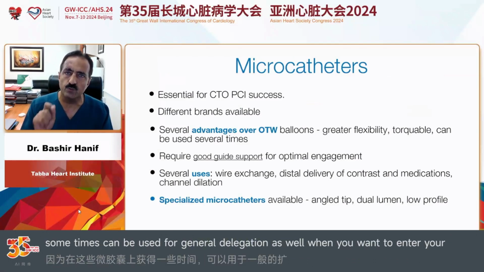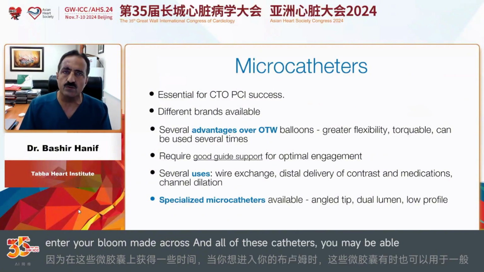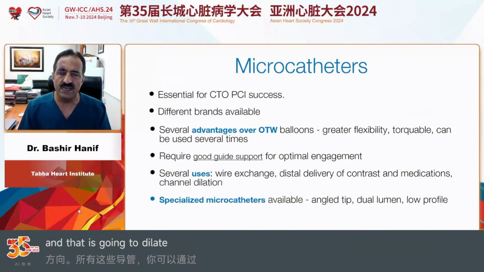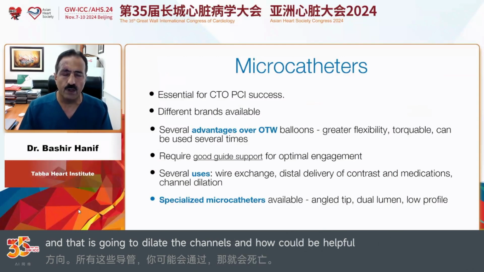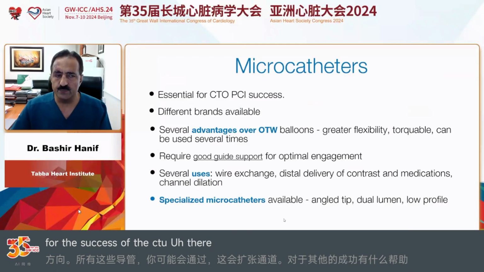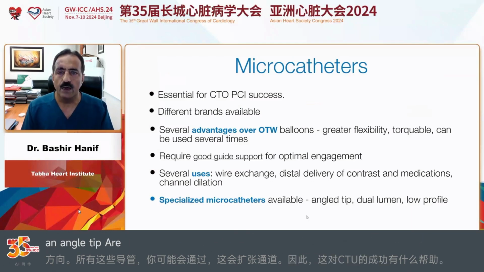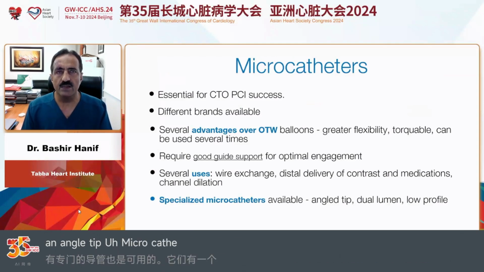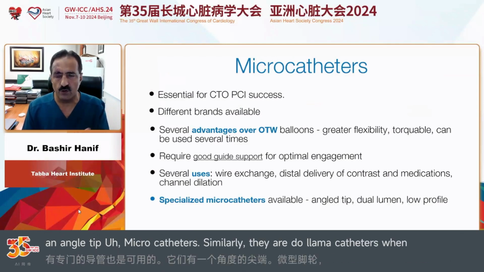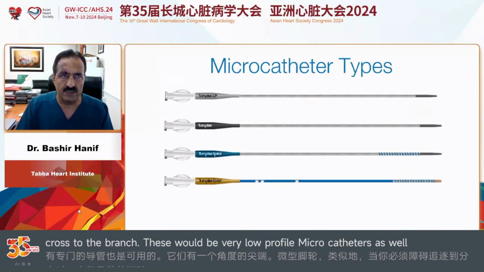When you want to enter with your balloon and cannot cross, if you torque these catheters, you may be able to get through, and that is going to dilate these channels and could be helpful for further success of the CTO. There are specialized microcatheters available as well. They have angled tip microcatheters. Similarly, there are dual lumen catheters when you have to cross to the branch, and these could be very low profile microcatheters as well.